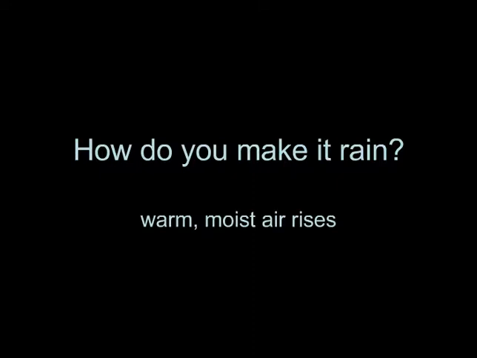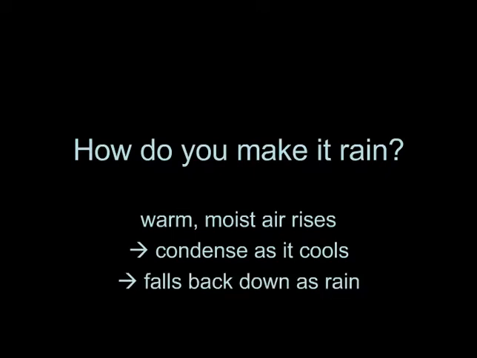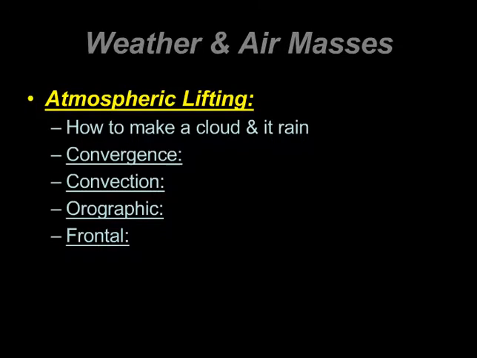The key to understanding how to make it rain is that all we have to do is get warm, moist air to rise. We know eventually it's going to condense as it cools, as it goes to a higher elevation, and eventually fall back down as rain. So that's the key. How can we get warm, moist air to rise? Let's focus in on the 4 different ways in which we can make it rain.